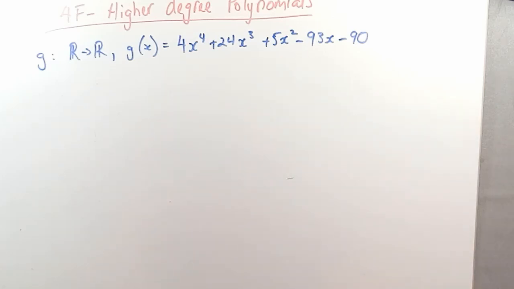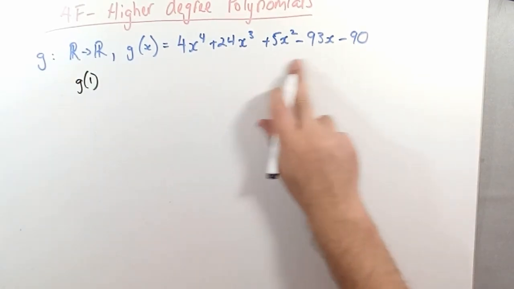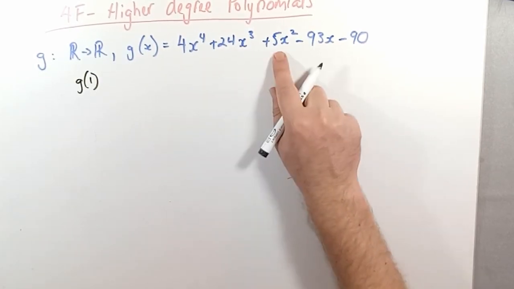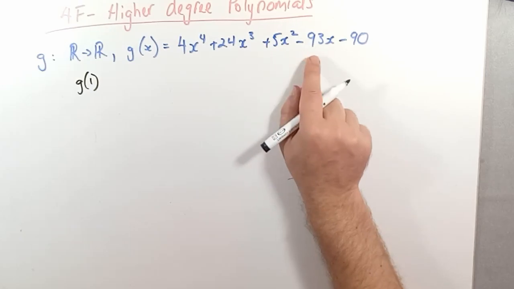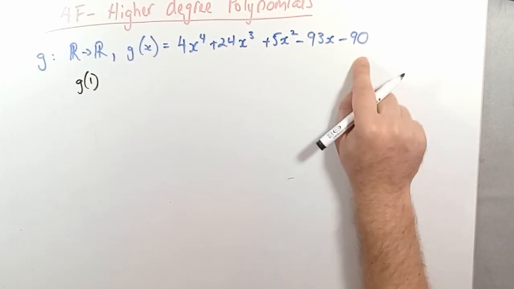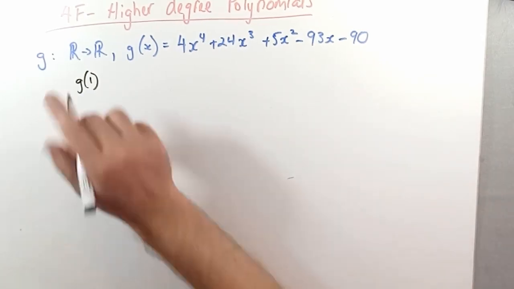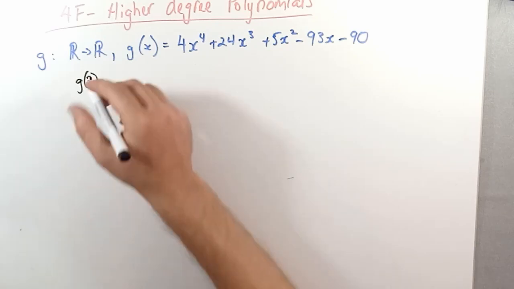Now, if I try g of 1, guess what? It doesn't work. Okay, so I've got 4 plus 24 is 28, 30, whatever that is, and then I'm going to end up with way wrong. Okay, so that's no good. Don't want that. Let's try g of 2.